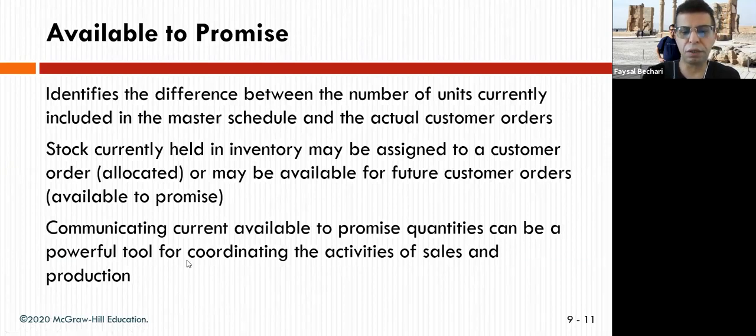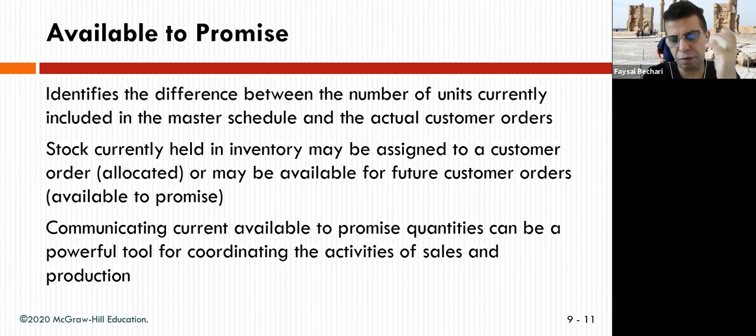So what else do we have? Something called available to promise, which identifies the difference between the number of units currently included in the master schedule and the actual customer orders. So we spoke about having 10 units in the warehouse, ready to be shipped, and another 90 units waiting. So you can promise the due date and timing that you can ship them, because you already have the schedule for when these extra 90 units will be produced. Stock currently held in inventory may be allocated to a customer order or may be available for a future customer order: available to promise.